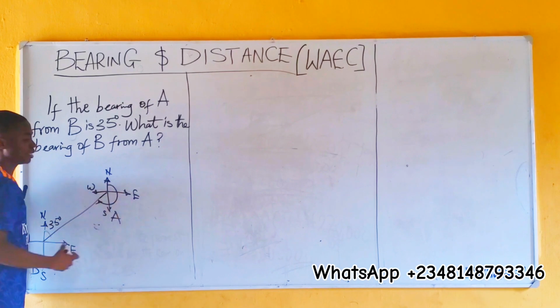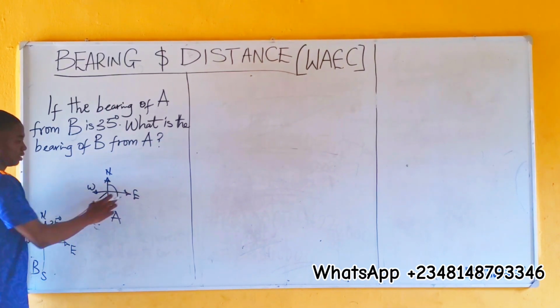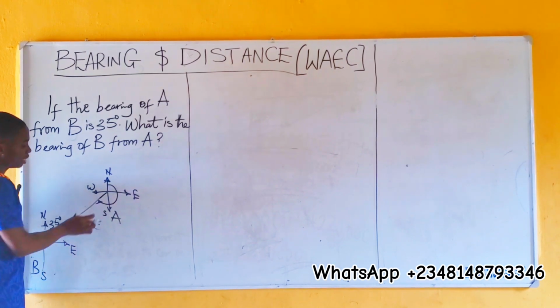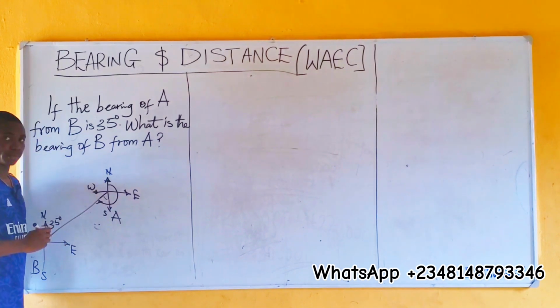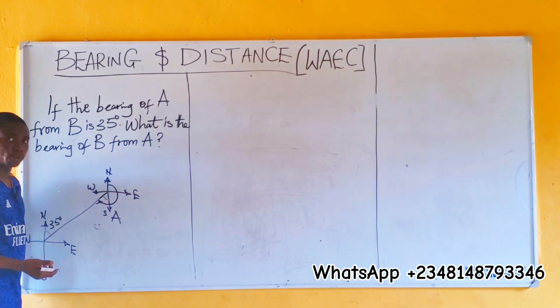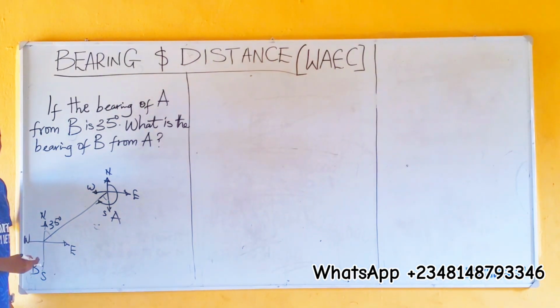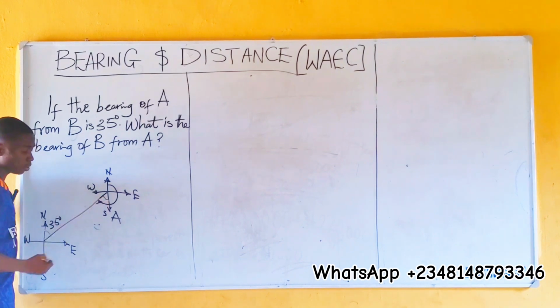Remember, each quadrant is 90 degrees. So north-east is 90 degrees. East-south is 90 degrees, which is 180. Now, we need to know the angle here and then sum it up to 180. So, from the concept of trigonometry, in other words, sine and cosine rule, alternate angles are equal. So, this angle is alternate to this angle.